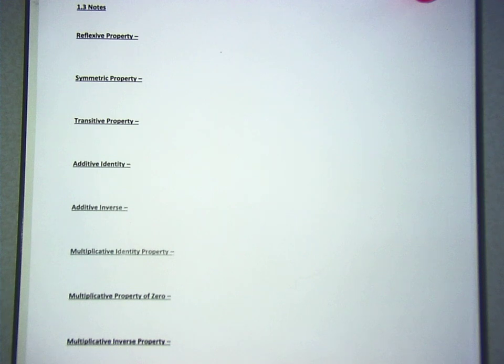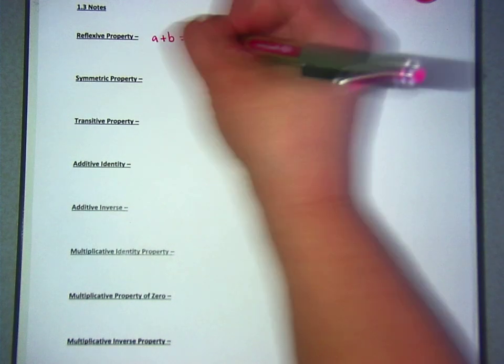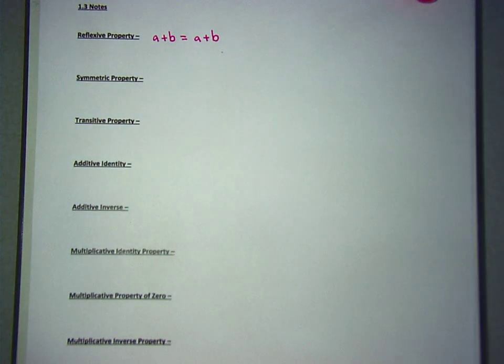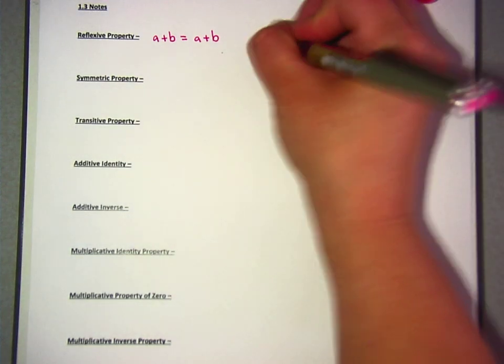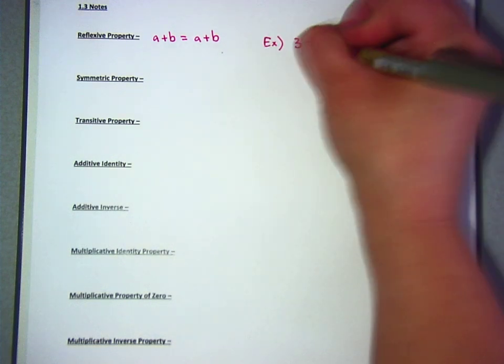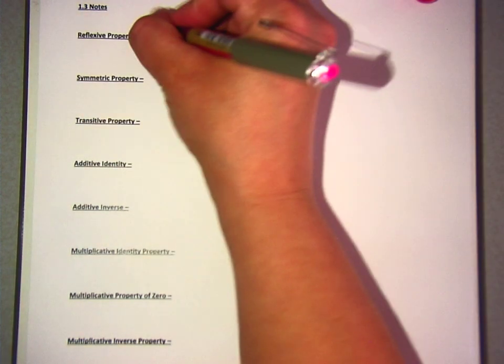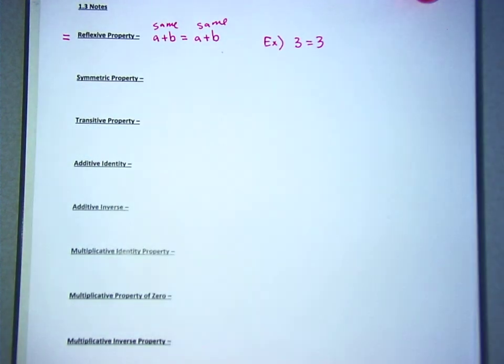All right, so reflexive property, this is what it means. It means that if you have A plus B, that equals A plus B, which seems ridiculous, but it is true. It's basically just saying that the equal sign makes them equal. So for example, 3 equals 3, or 5 equals 5, or 8 plus 15 equals 8 plus 15. So the reflexive property is just the same thing on both sides. It's really talking about what an equal sign is.